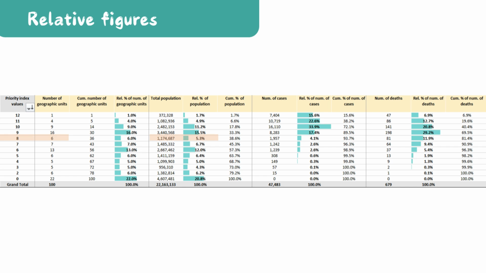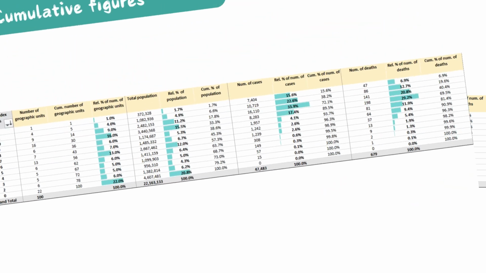Nearly 2,000 cholera cases were reported in geographic units that have a priority index equal to 8, which accounts for about 4% of the cholera cases reported over the analysis period. 81 cholera deaths were reported in geographic units that have a priority index equal to 8, which accounts for about 12% of the cholera deaths reported over the analysis period.